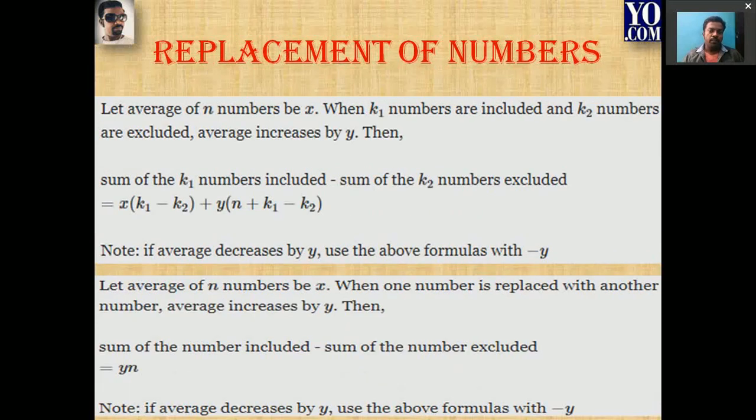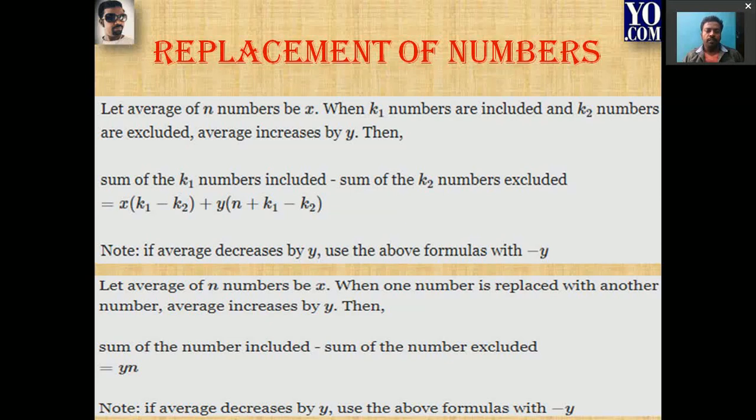Then replacement of numbers. In some cases, the numbers are replaced before calculating the average. The number may increase or decrease. In that case, how are we going to calculate the average? Let the average of n numbers be x when k1 numbers are included and k2 numbers are excluded. Then the average increased by y.